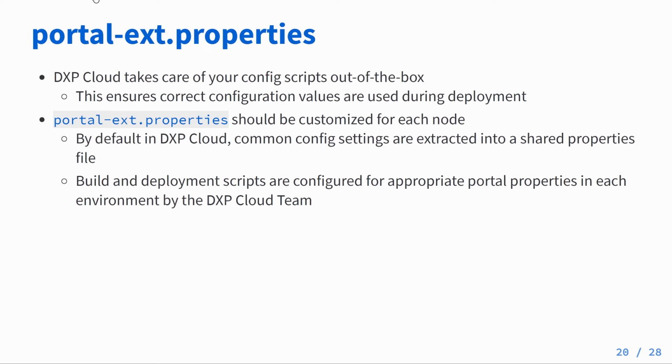The portal ext properties file is taken care of by DXP Cloud out of the box. This ensures that correct configuration values are used during deployment. This portal ext properties file should be customized to each node. By default, in DXP Cloud, common configuration settings are extracted into a shared properties file. Build and deployment scripts are configured for appropriate portal properties in each environment by the DXP Cloud team.